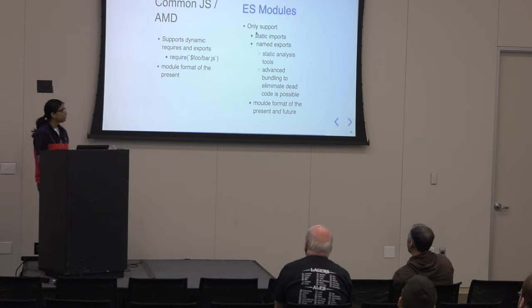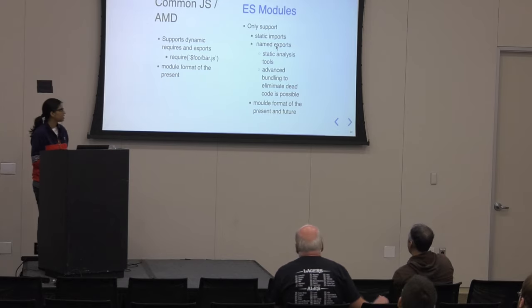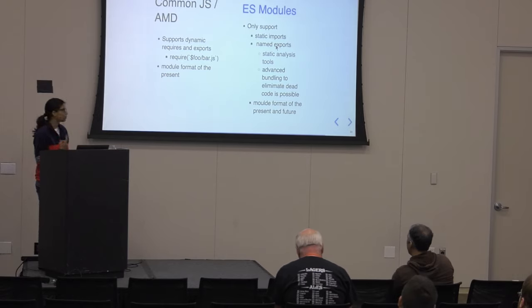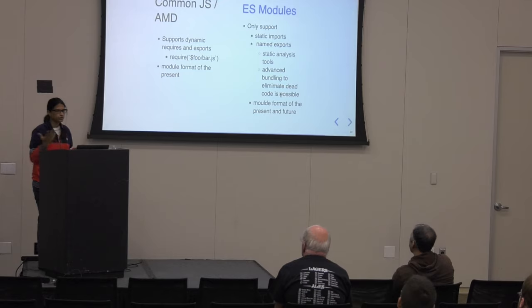But ES modules only support static imports and named exports. So what this means is you can use static analysis tools to catch type errors, to do lint checking, or you could analyze your entire module graph at build time. And another interesting aspect is you could build advanced optimization to eliminate dead code. Because now you know what exports are actually used in the module graph, you could remove unused exports, for example. That's called tree shaking in the module bundling world.